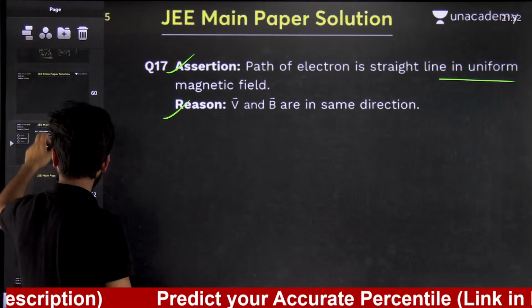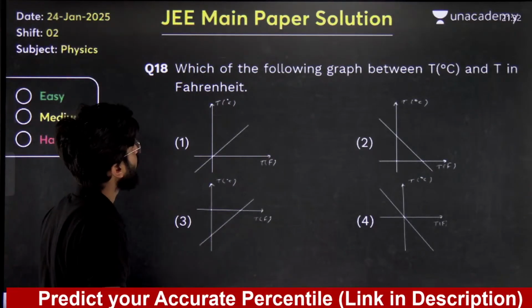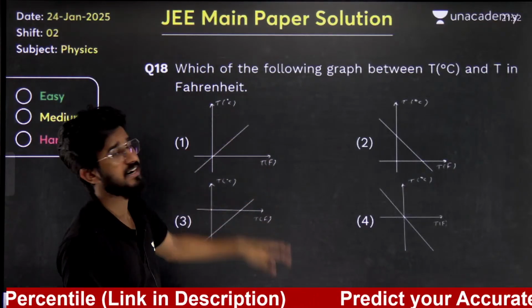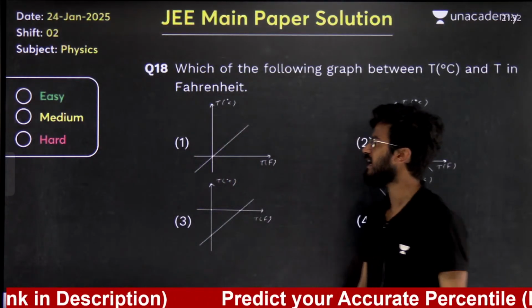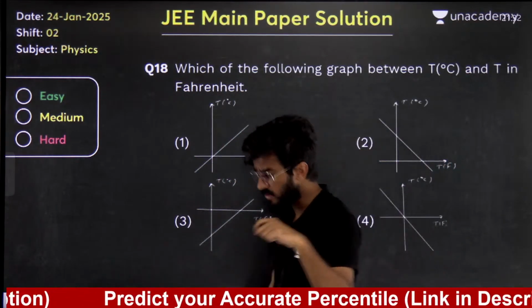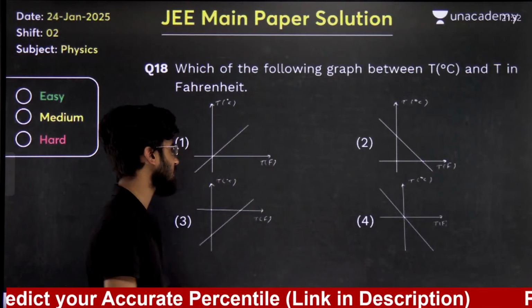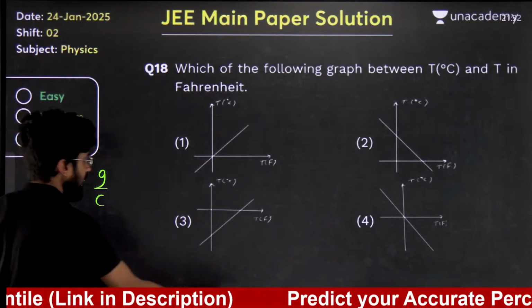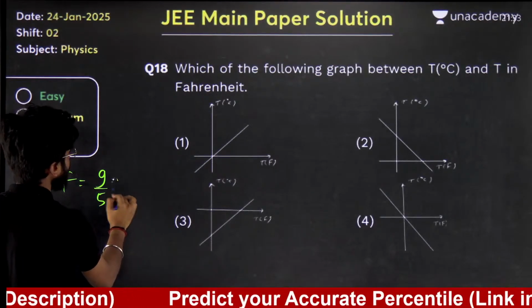The question is saying, which of the following graphs between T in degrees Celsius and Fahrenheit is correct? We know that the relation between Fahrenheit and degree Celsius is something like this. Fahrenheit is equal to what? 9 by 5 into C plus 32.